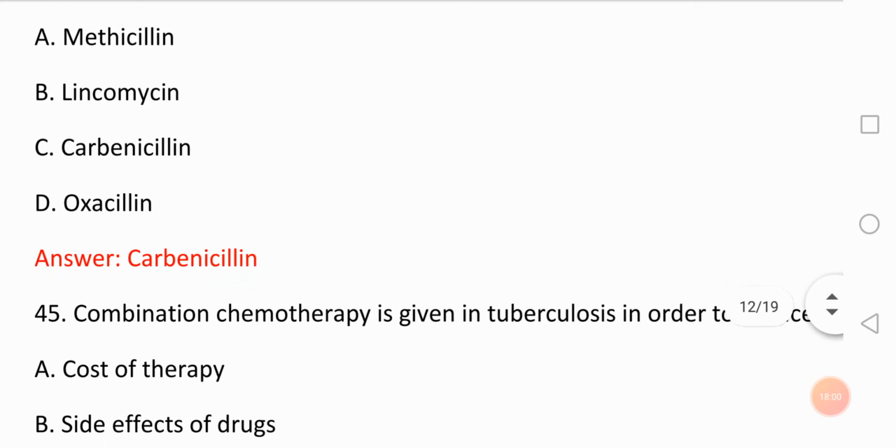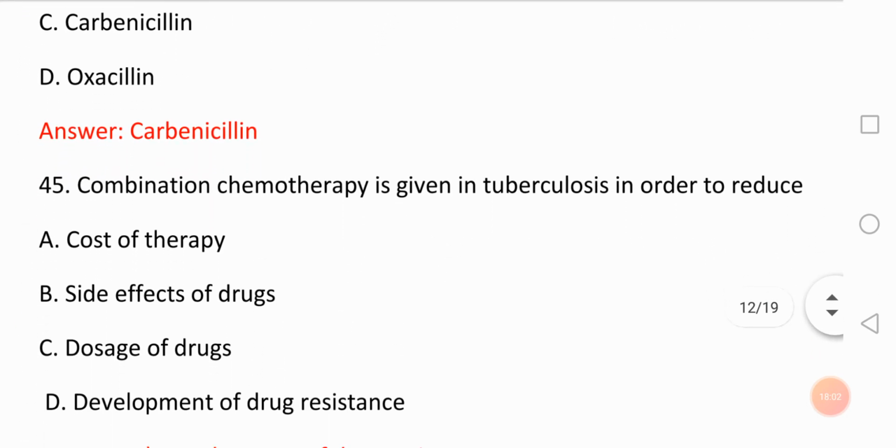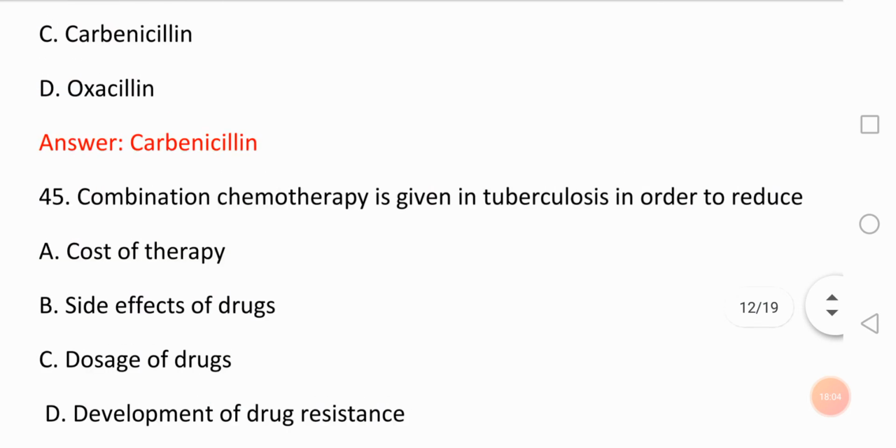Next question 45. Combination therapy is given in tuberculosis in order to reduce A. cost of therapy, B. side effect of drug, C. dosage of drug, and D. development of drug resistance. And the answer is D, development of drug resistance.